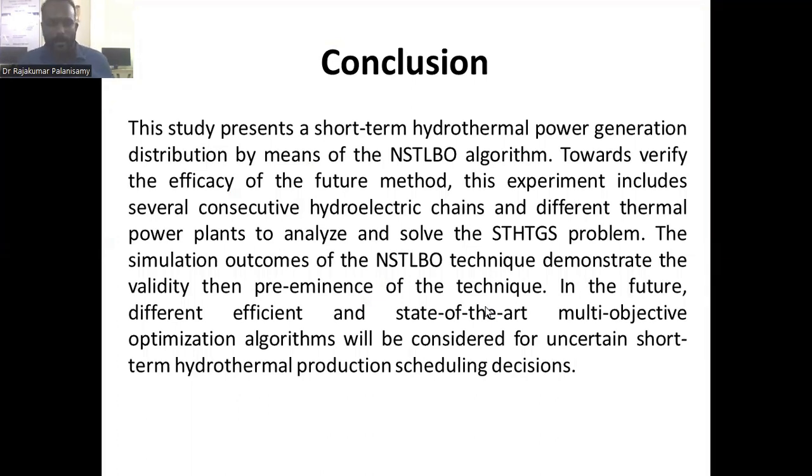Whatever result we get by applying NSTLBO to this particular problem, this is the best one when compared with the results obtained previously.